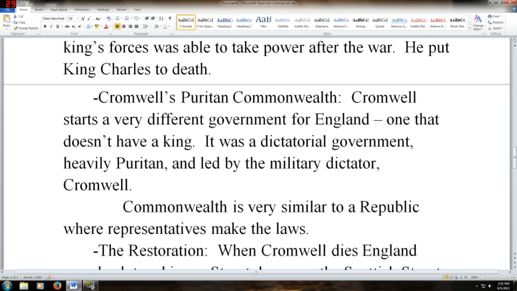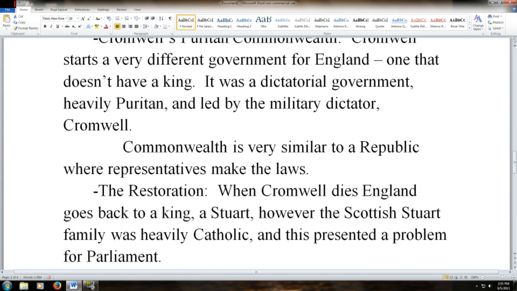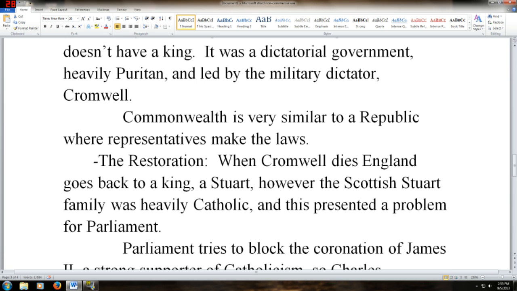Commonwealth, in case you don't know, is very similar to a republic where you have representatives, as Cromwell was a parliamentarian. So it is kind of odd that he starts this representative government, but he is also a military dictator, kind of dictating all the terms of what this new representative body is doing. When Cromwell dies, the Restoration begins. And the Restoration puts a Stuart back on the throne.